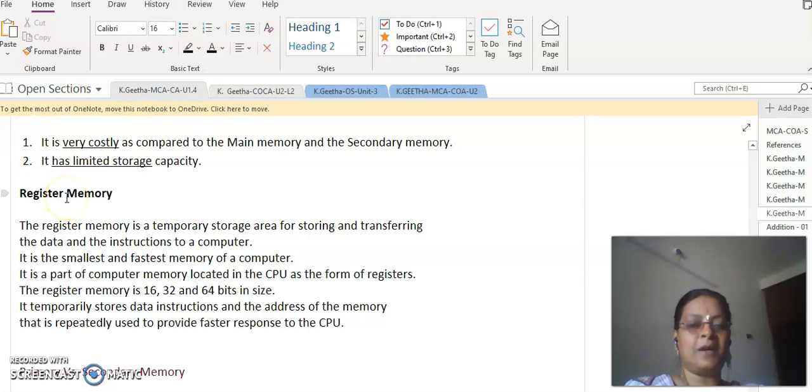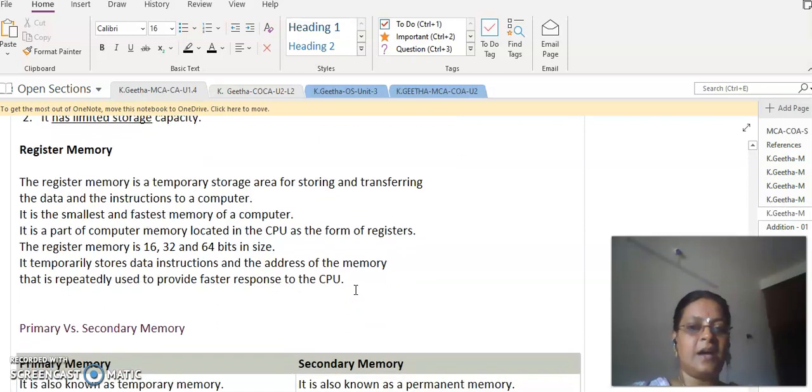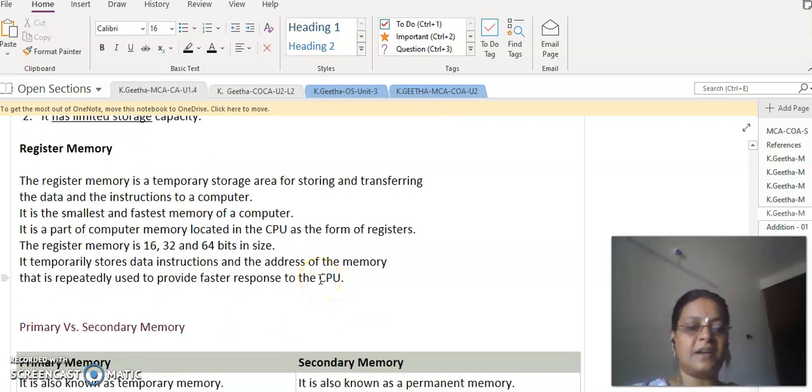Then comes register memory. Of course the register memory is nothing but the registers which are available very close to the CPU or within the CPU. So inside the CPU, the arithmetic and logic unit is an important unit, and to feed this arithmetic and logic unit, we have registers that will feed the data in a temporary fashion. So it is part of the computer, and we have a number of registers, and the size of the registers is decided by the processor architecture. It temporarily stores the data and instructions, and it is well known for its high speed. Its speed is very high compared to the other levels of memory. Of course, there will be only a limited set of registers.